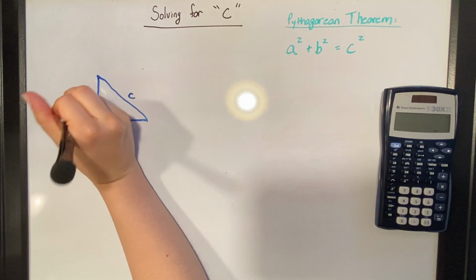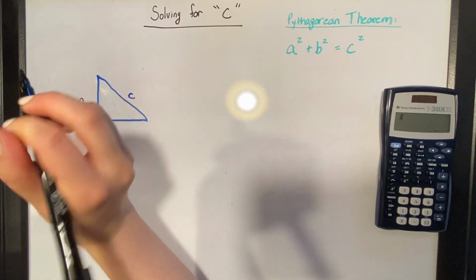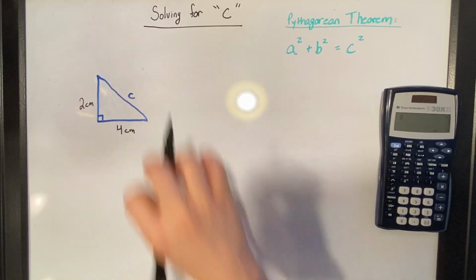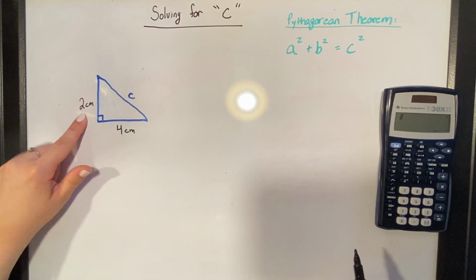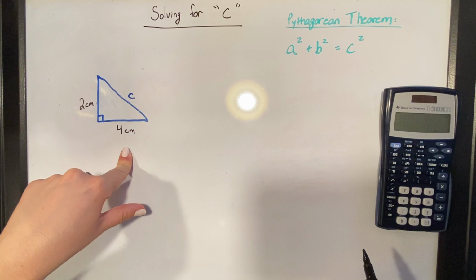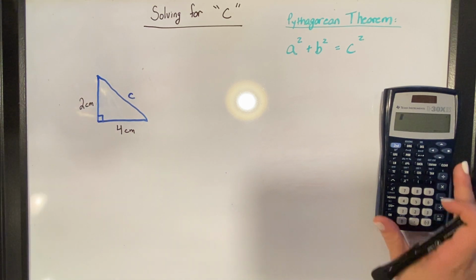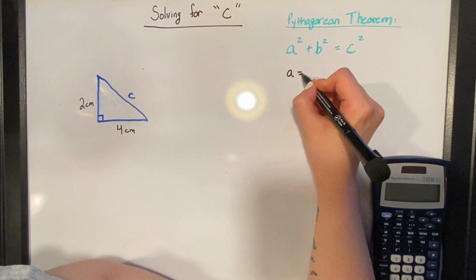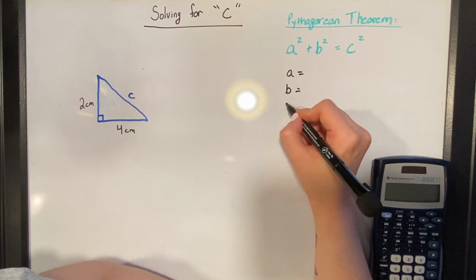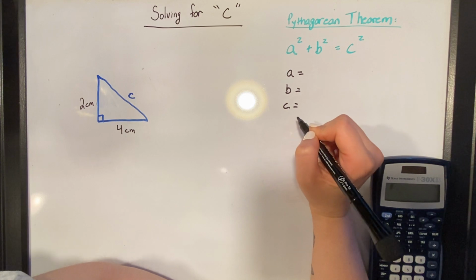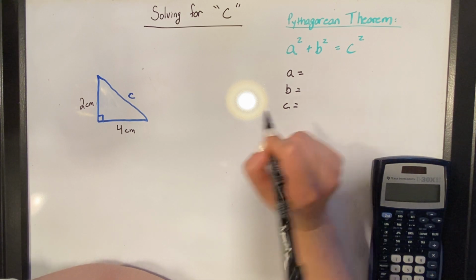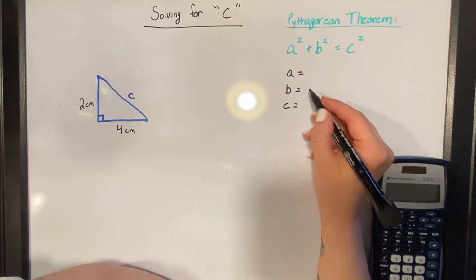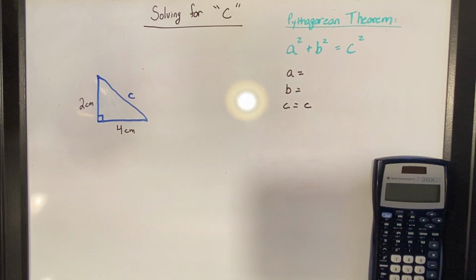So we're going to do 2 centimeters. We're going to do 4 centimeters. So how long must C be? If we have a leg with 2 centimeters, another leg with 4 centimeters, how long must the hypotenuse be? So let's get started. We first have to identify A, B, and C. Remember, C is the easiest to identify because it's opposite the 90-degree angle. So here's the 90-degree angle, right? So opposite is C. C, there is no number yet. We have to solve for it. So C is just C.